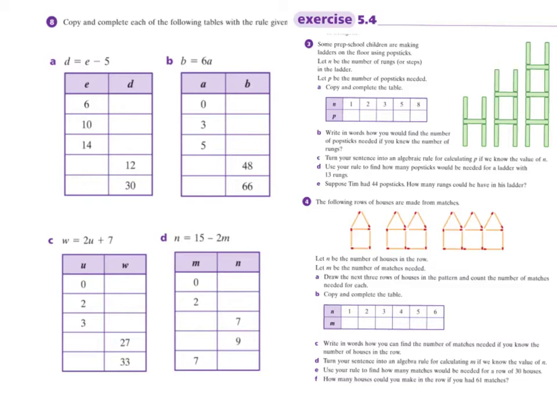Okay, these ones here are exactly the same, except the table's written down this way rather than a long way, so we still do the same thing. E goes in there, so 6 take away 5, my answer would be 1. Here, 10 take 5 would be 5. So it's exactly the same, but the table's just written this way.